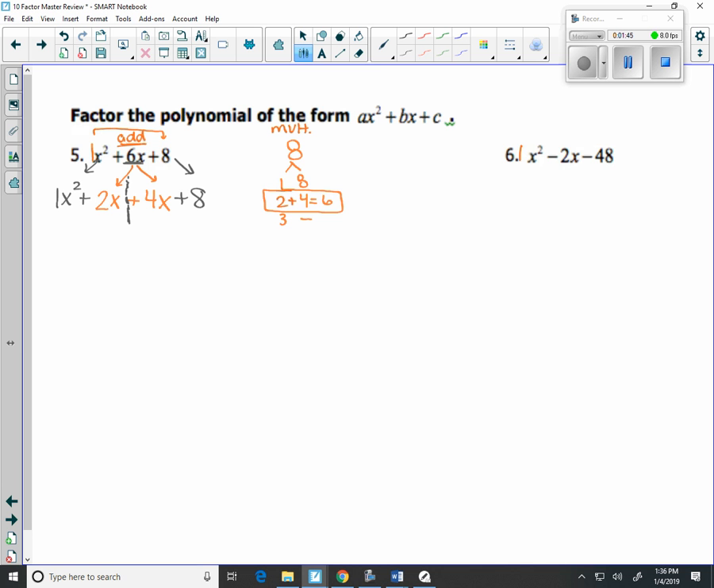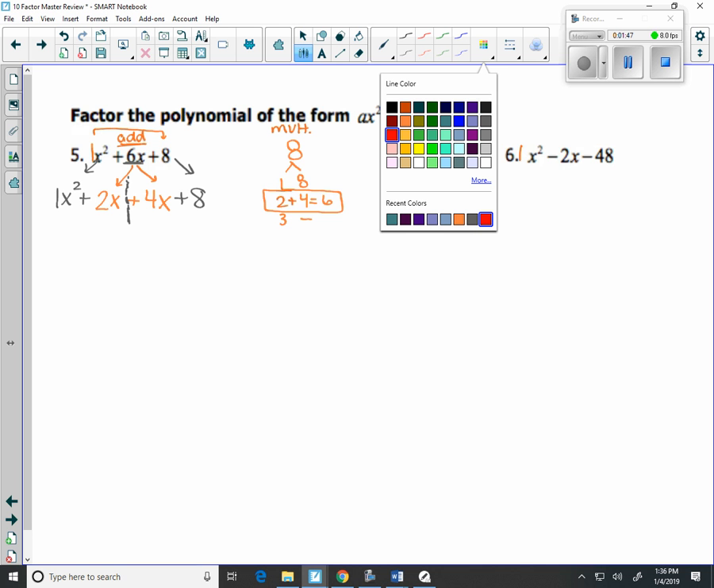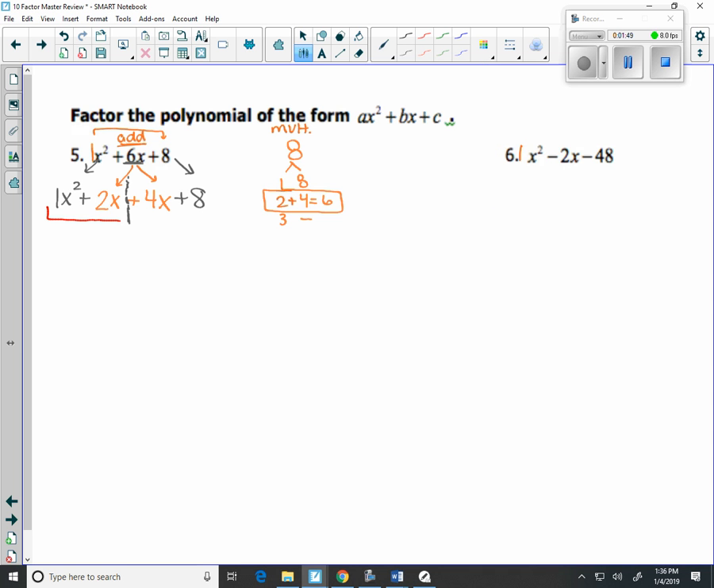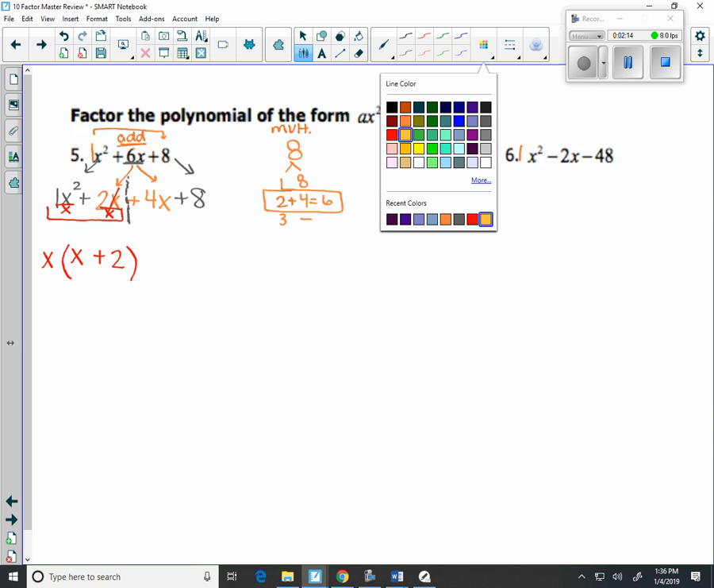Now we're going to look at the first 2 terms and see what they have in common. 1x squared and 2x have x in common. So I'm going to divide by x. X squared divided by x leaves me with 1x. 2x divided by x cancels my x's, plus 2. So that's that first section. Now I'm going to do the same to the next 2.